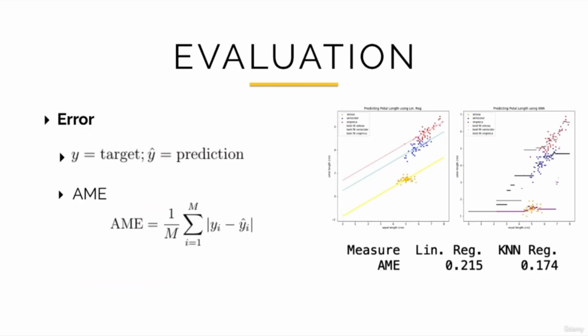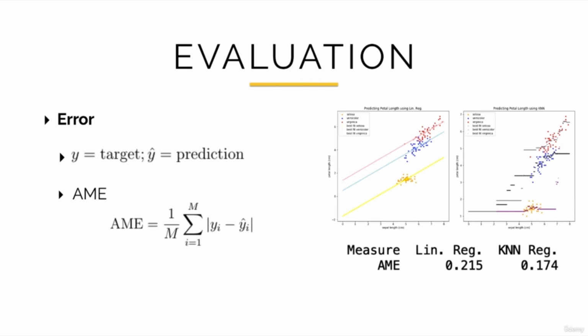So how would we evaluate these different models? Well, a good thing to do is just to look at the error. I'm going to use y to denote our targets and y hat to denote our predictions. One way that you can look at error is by looking at the mean absolute error. You look at each prediction and see how far that prediction is away from the true value.